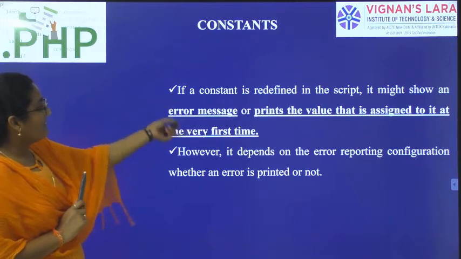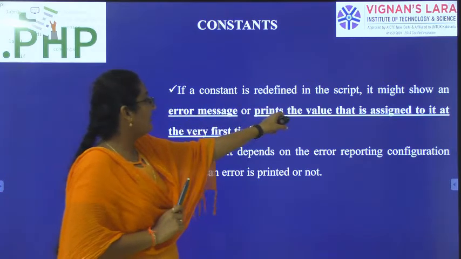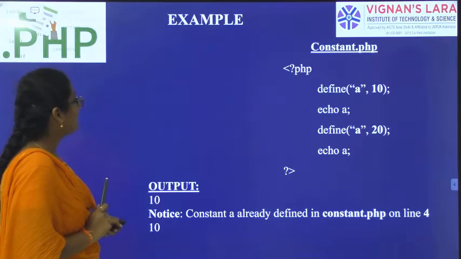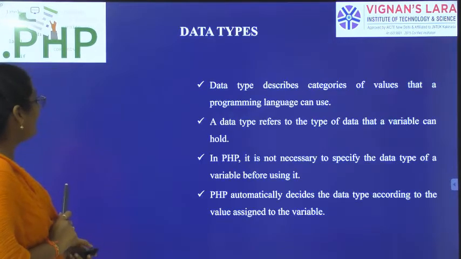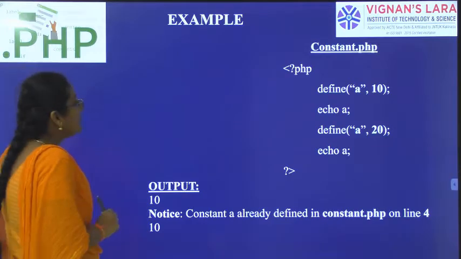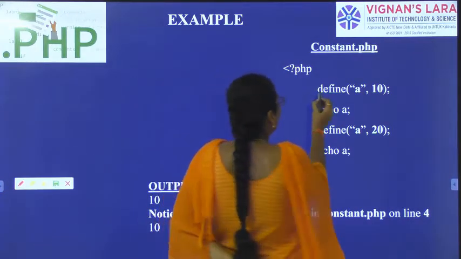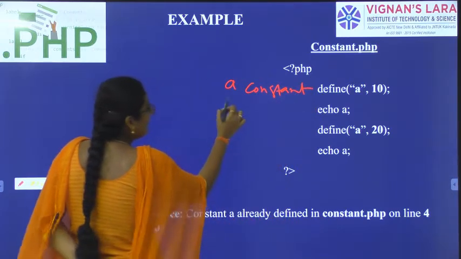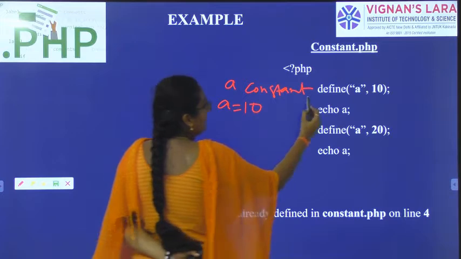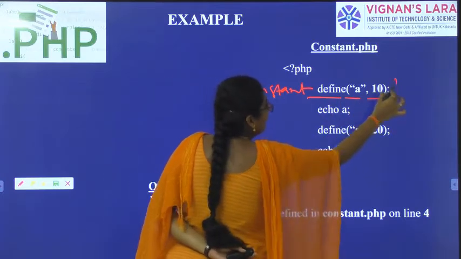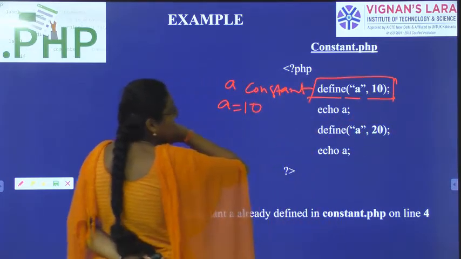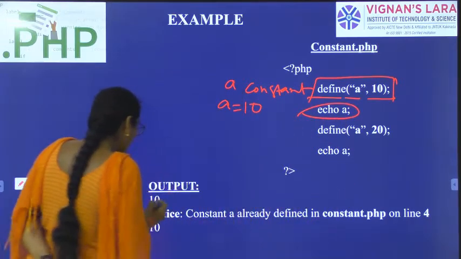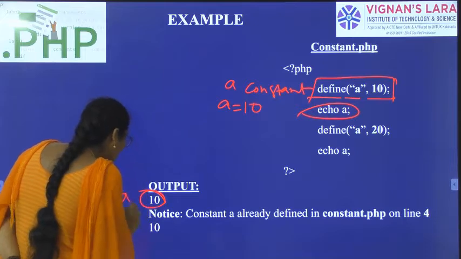So this is what we have discussed till now. Constant is redefined, it might show an error. So we should not redefine it. So next example. So if you see in this example, first A is constant and A is given the value 10. Define constant name, constant value, semicolon. This is the syntax for creating the constant. And echo A means you are displaying A. So we'll get the output A as 10.